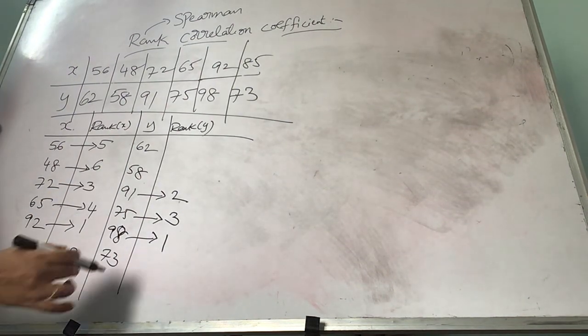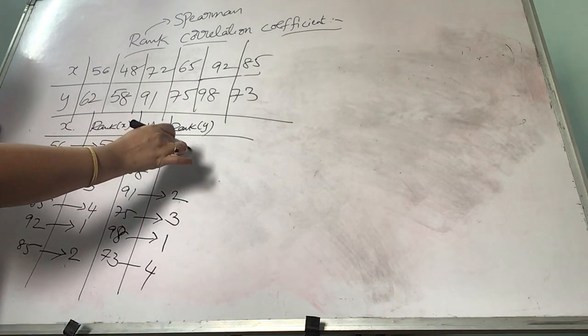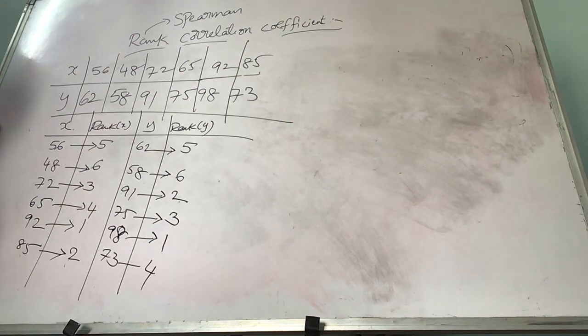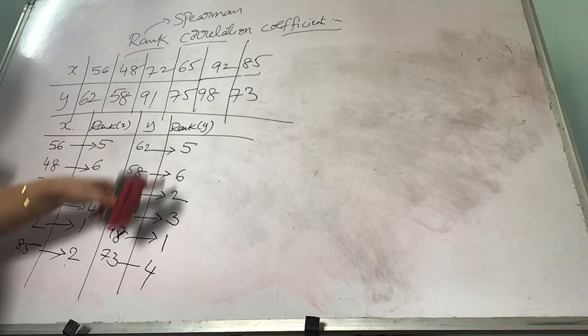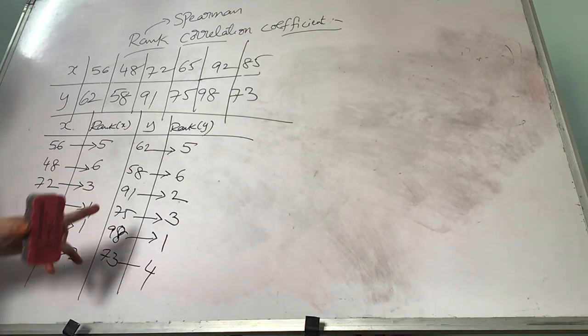Next highest is 73. We assign fourth rank. 62 is the next highest, so we assign fifth rank. 58 is the next value, so we assign sixth rank. Okay. For each of the y values also we assign the ranks. These ranks are also different. Rank of x is different and rank of y also different ranks.